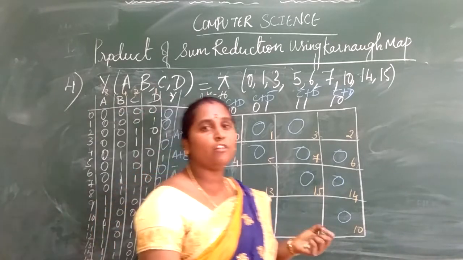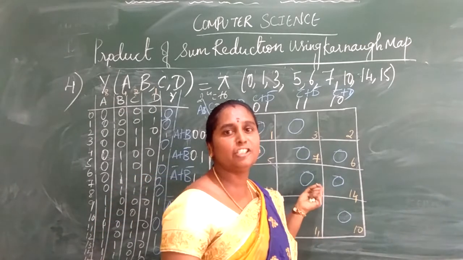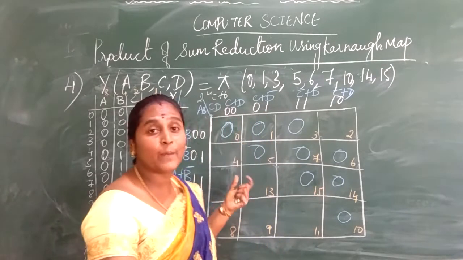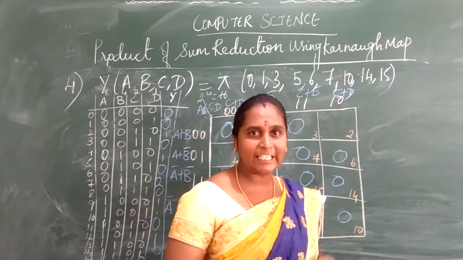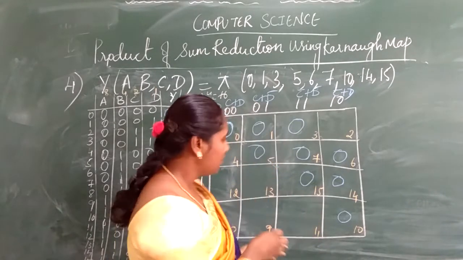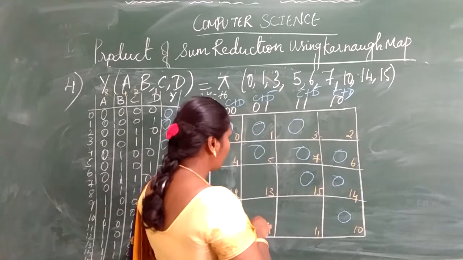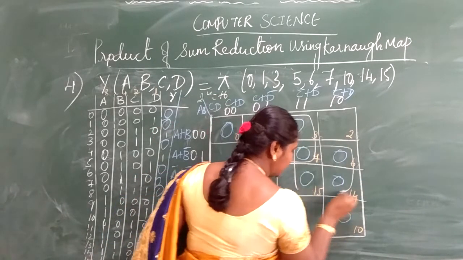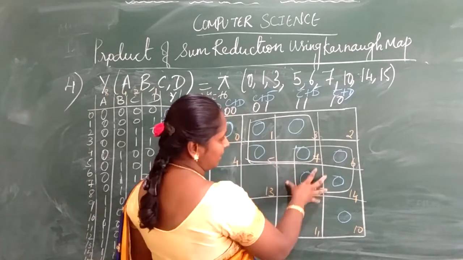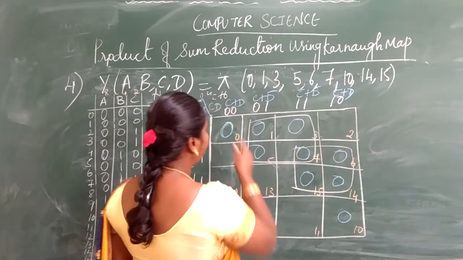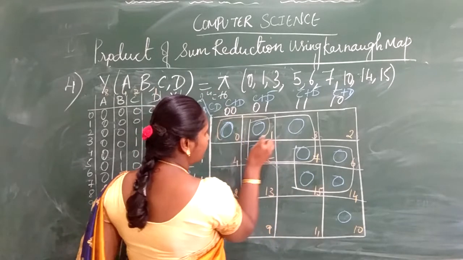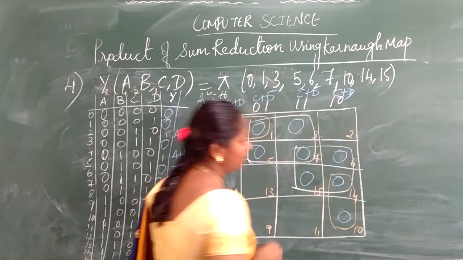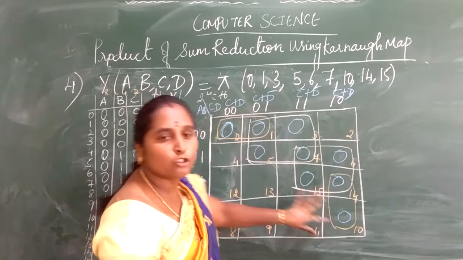Now we find out whether octets are present, that is adjacent zeros, octets, quads and pairs. There are 8 zeros but they are not adjacent to each other, so we cannot encircle them. Then you go for quads. You have one quad, then another quad. These are paired with M0, M1 and another with M14, M10. So there are 2 quads and 2 pairs.